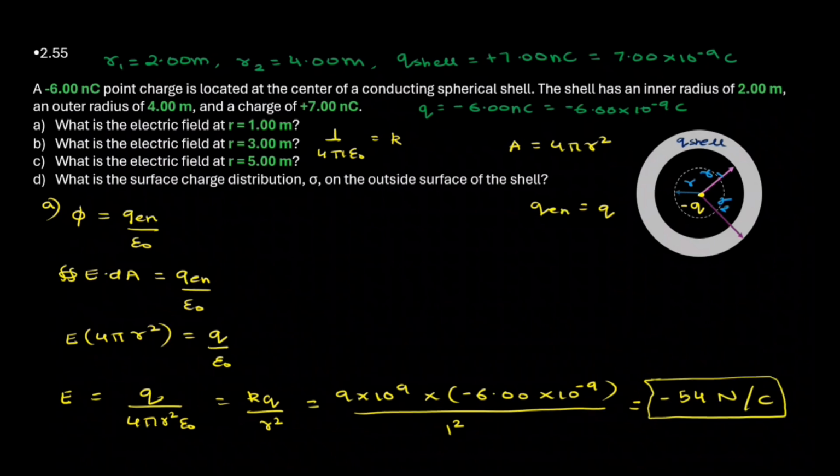The only reason we have an electric field in the hollow region inside the spherical shell is because there is a charge Q present at the center. If this charge was not present in the center, the electric field at a distance within the hollow region of the shell would have been equal to 0. But since we have negative q present here, this is the magnitude of my electric field at a distance r equals 1 meter from the center.